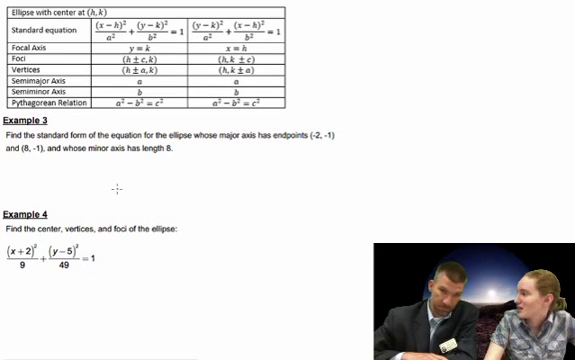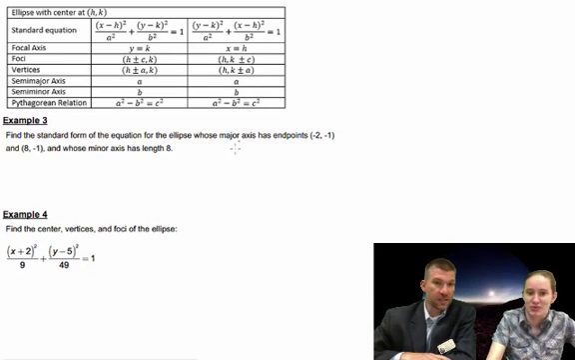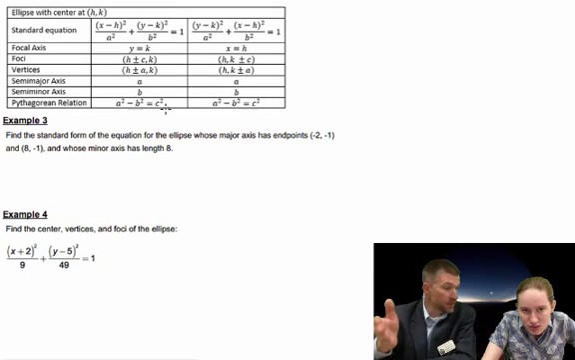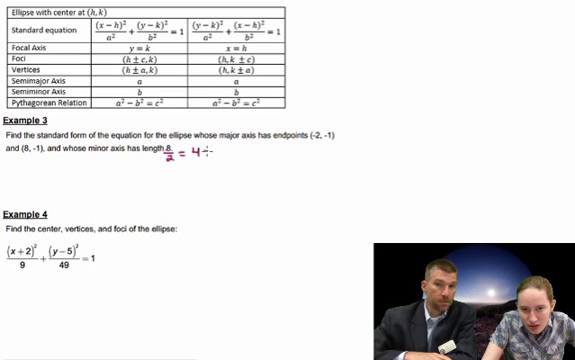Okay, so now example 3. What were you going to say about example 3? Well, what I was going to say is I already know what b is going to be. It's half of the minor axis. So it's going to be 4. All right, so b is 4.